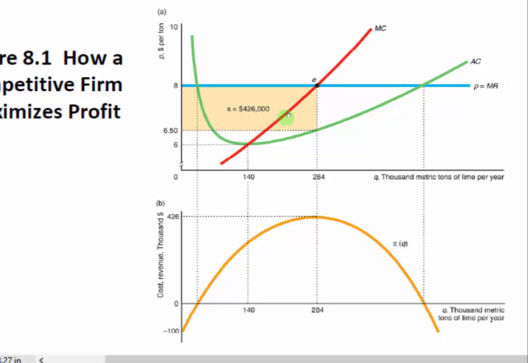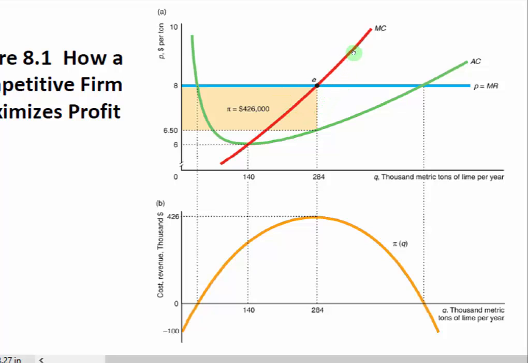Compared to the marginal cost curve, the marginal cost curve is rising. So the difference between the marginal revenue and the marginal cost curve is the marginal profit. And at point E here, the marginal profit is 0. Before point E, or say the quantity is below 284, the marginal profit is positive. It's still the difference between the blue line and the red line. Blue is the marginal revenue, red line is the marginal cost.